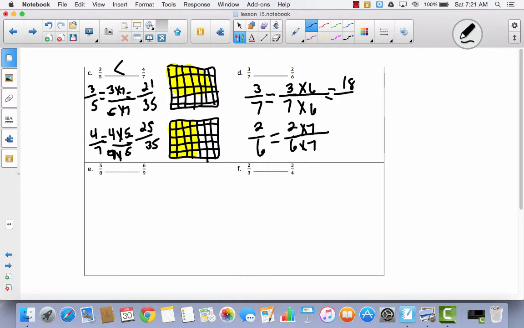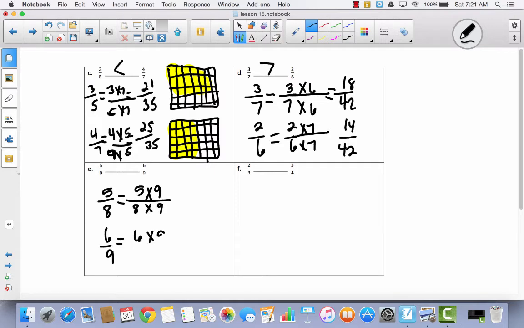So now I have 18/42 and 14/42. Well, 18 is greater than 14. So 3/7 is greater than 2/6. All right, let's take a look at 5/8 and 6/9. So I have 5/8 and 6/9. I'm going to take the eighths and multiply them by 9. And I'm going to take the ninths and multiply them by 8.